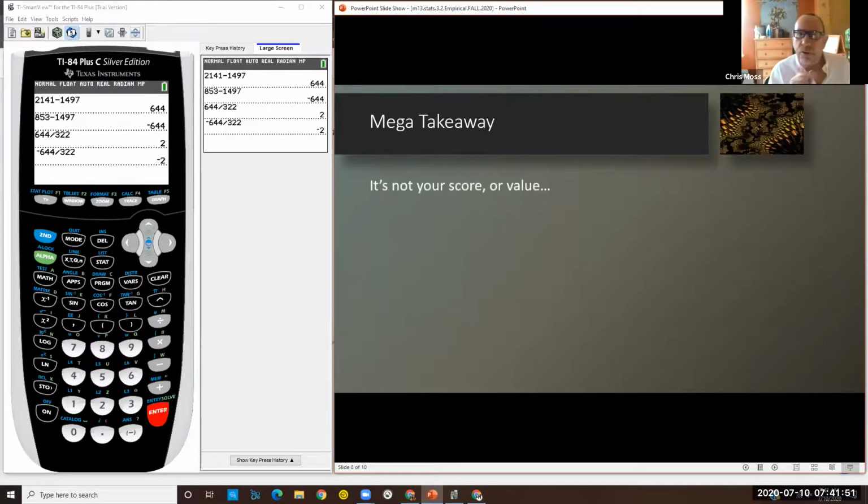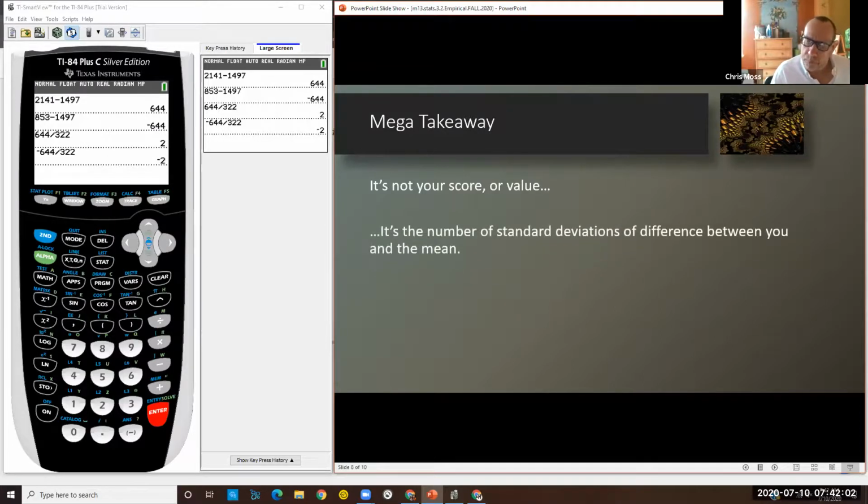All right, there is one mega takeaway here, and we're really just getting our hands on it. It's really not the score or value that is of interest. What we really care about in many, many instances in the land of statistics is the number of standard deviations of difference between you and your score and whatever the mean is in that particular situation. That truly is an important notion. And we really like to think of the standard deviation in any data set as sort of like the unit of measurement of very much importance here. We're going to flesh this out as we go through the semester, but this really truly is an important concept.